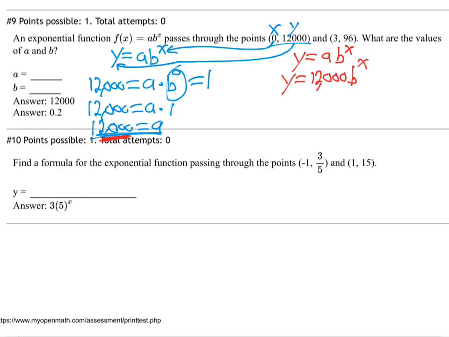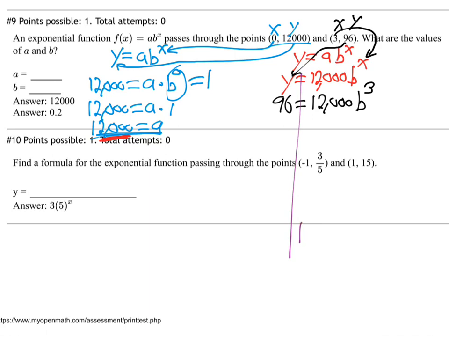B to the x. Okay, now again, let's plug in x. This is x, then y. And this is y right there. So we get 96 is 12,000 b to the third. How do we solve that for b, right? B said I want to be alone. So divide by the 12,000.